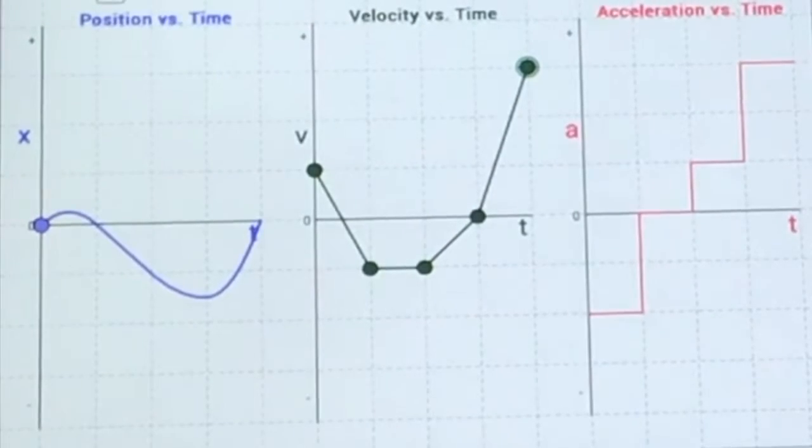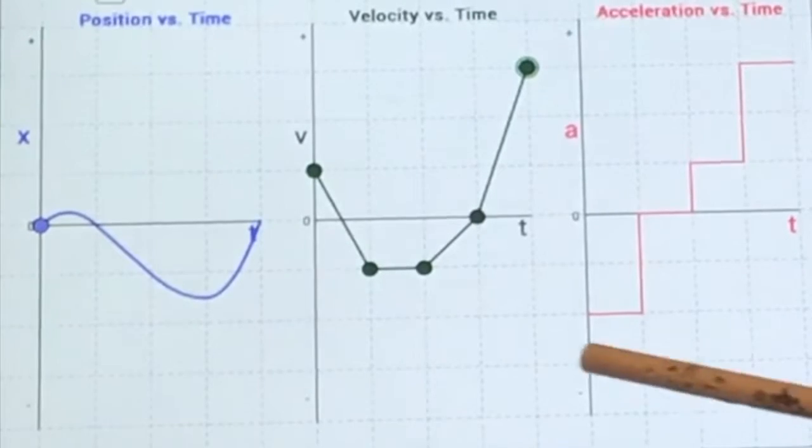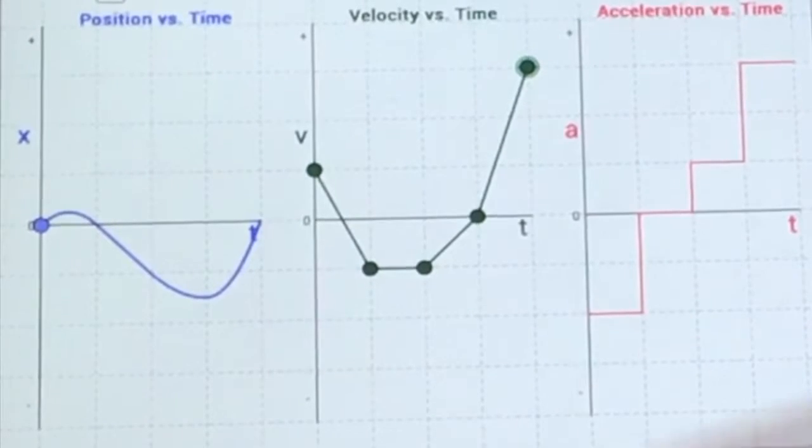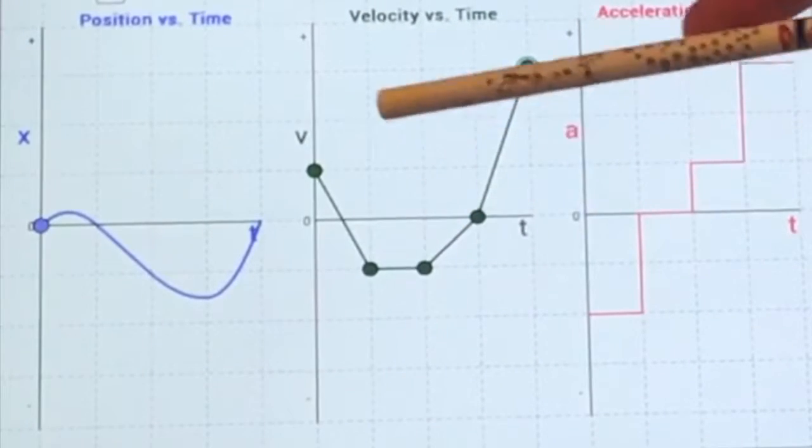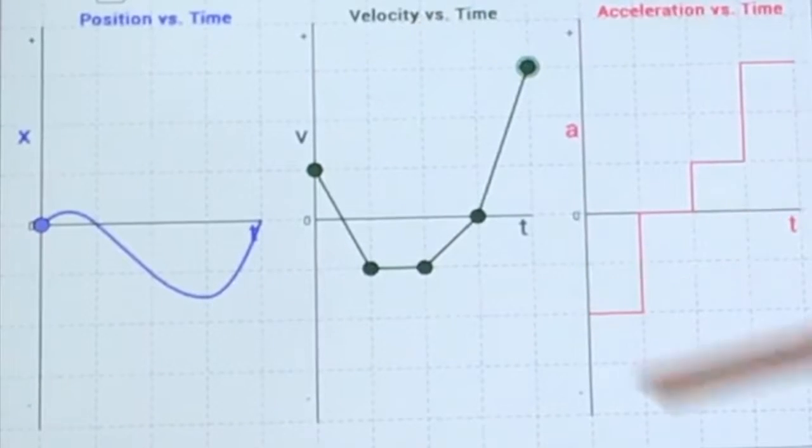Alright, we got a new graph this time. Let's start with the acceleration graph. So as you can see, this is negative, which means the velocity will have a negative slope. And since it's crossing the x-axis, it will be changing directions.